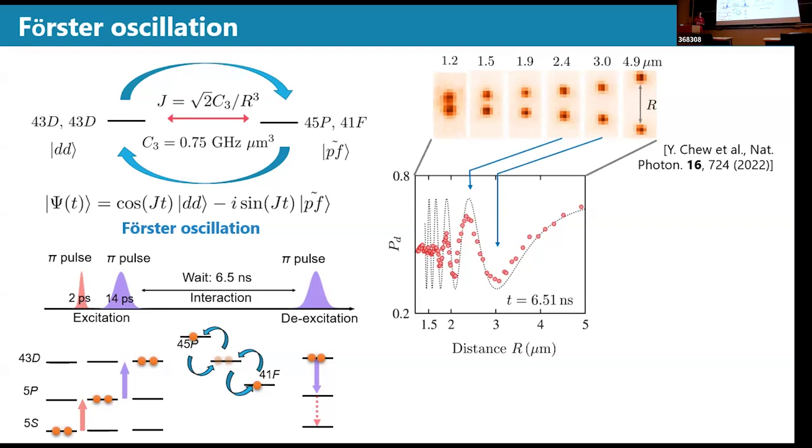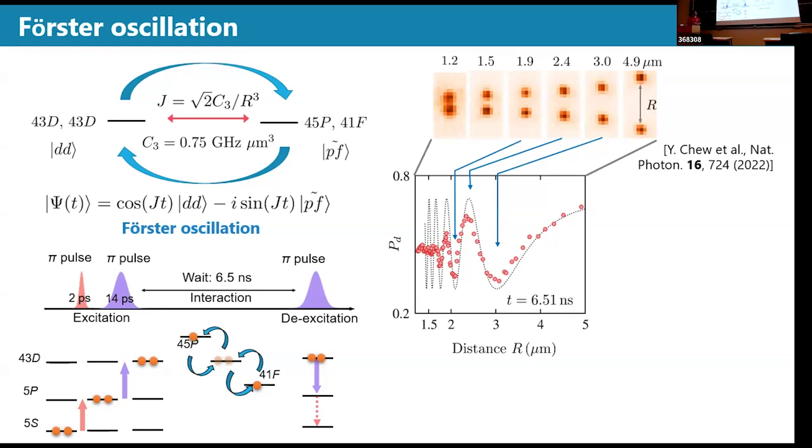If you bring two atoms to 2.4 micrometer separation, then this interaction strength corresponds to a 2 pi oscillation, or one turn of oscillation. In the end, the D population again goes up. If you bring two atoms even closer to make a higher interaction strength, then there's a 1.5 turn oscillation, a 3 pi oscillation, and then the population drops, and so on.